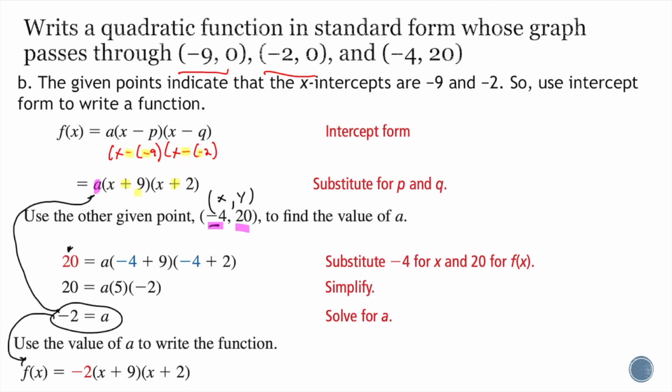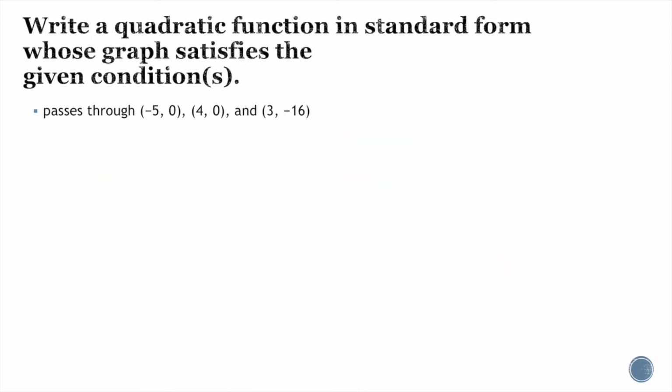And now I'm going to distribute by using the FOIL method to get my final answer of -2x squared minus 22x minus 36. So I'd like you to try again one last time. Give it a shot.